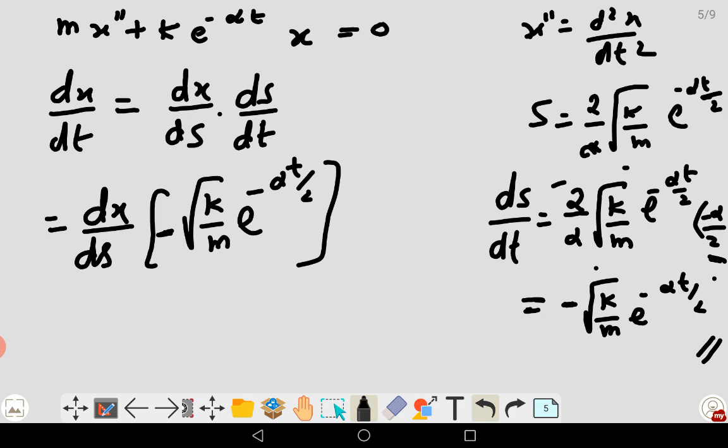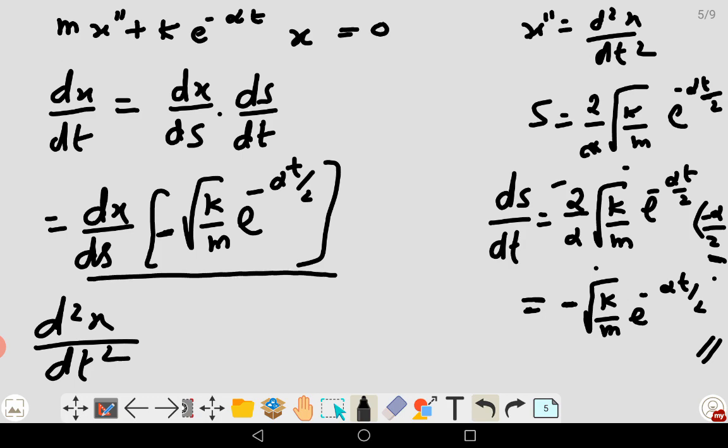Now the second derivative, d square x by dt square. Let's do it in the next page. This page is crowded, isn't it? Again, how to write d square x by dt square.